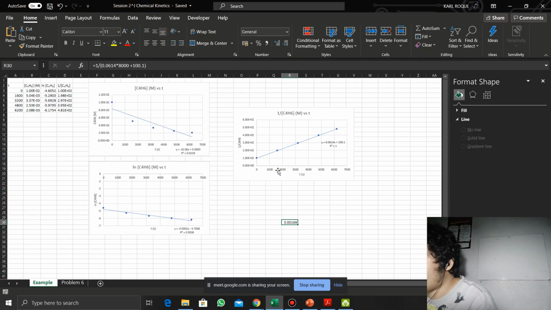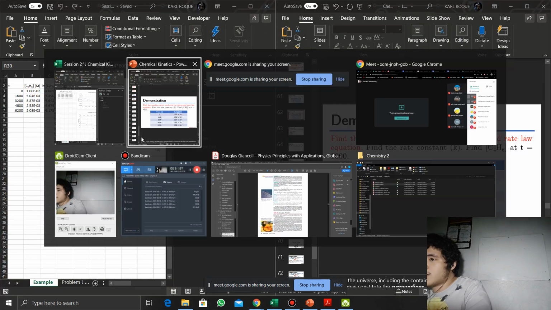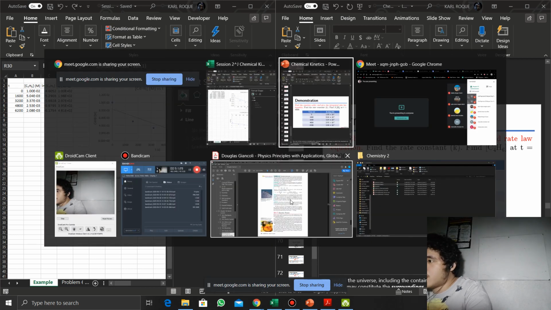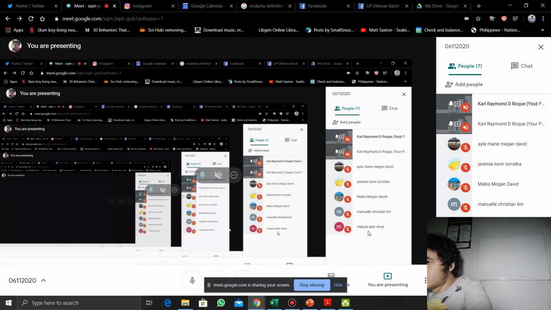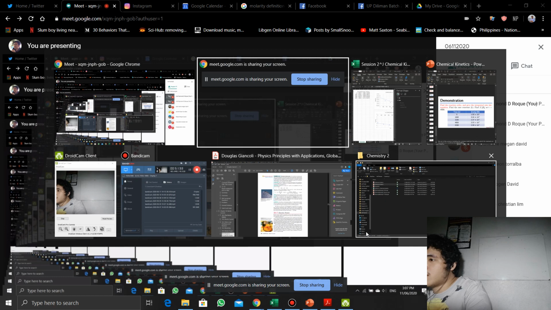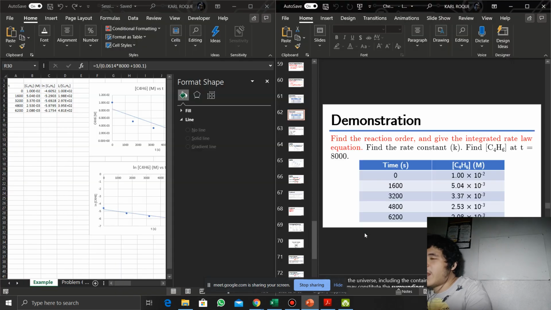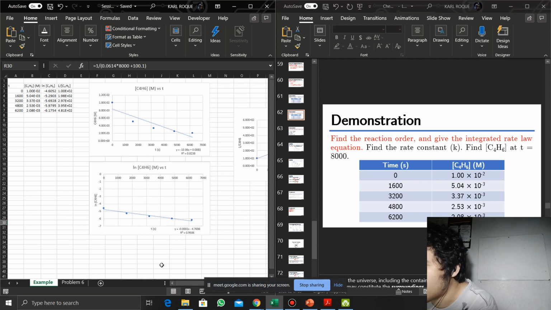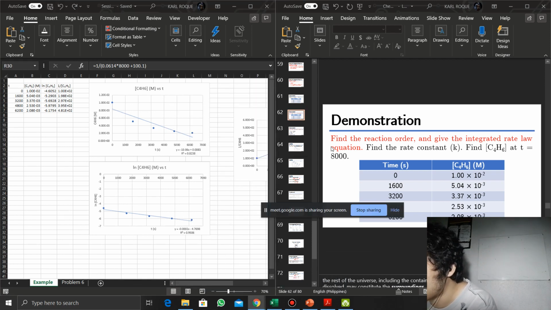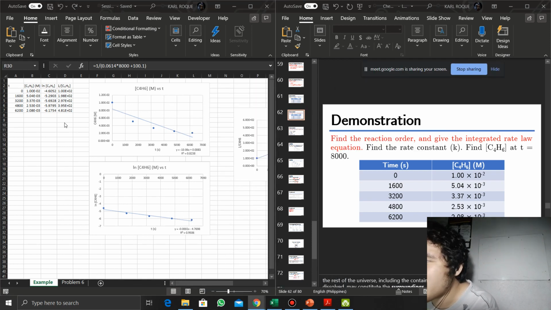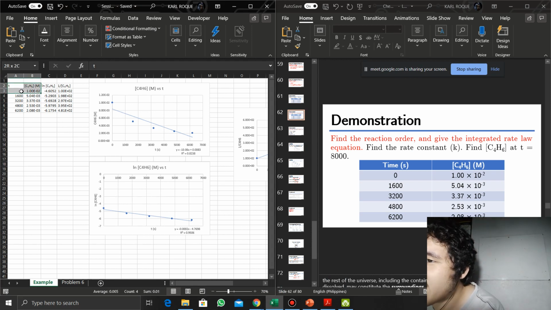Tapos tingnan natin yung Excel ko. Nakikita yung data and the screen? Nakikita naman, no? Okay? So, ito yung sinasabi ko kanina. Sige nga, as an exercise, can you give me yung equation for the line kapag pinlat mo itong dalawa? Nakikita ba?